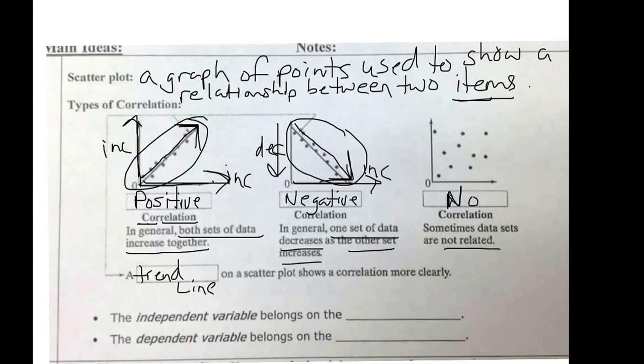When we draw a trend line, we're not trying to hit all the dots. All we're trying to do is go through as many of the dots as we can. We want to split them up, some on the bottom, some on the top of it, and we want to hit some along the way.